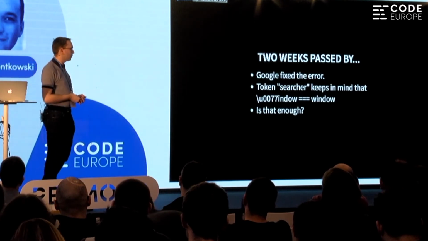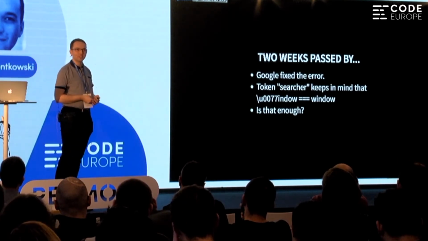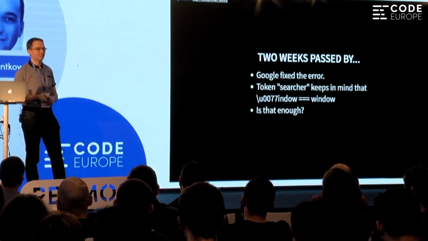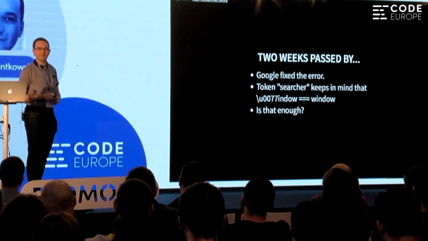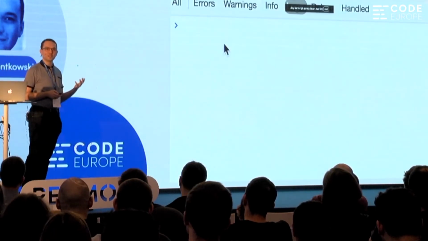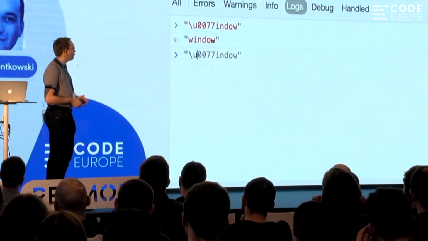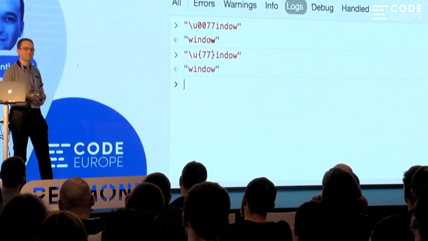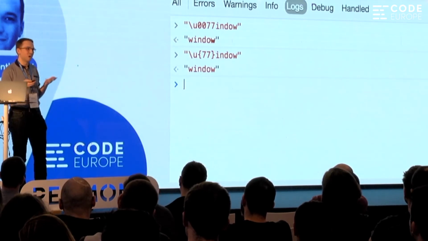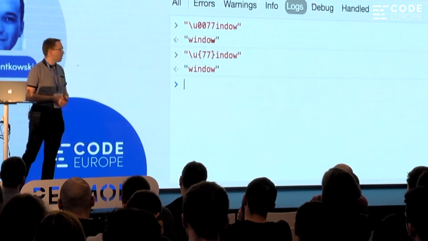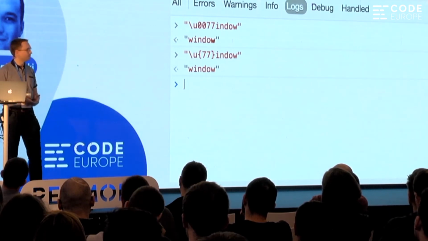Has any of you worked with the ECMAScript 6 or ECMAScript 2015 standard? Not many people. Well, ECMAScript 6 added a new Unicode escape. So instead of \u0077indow, we can say \u{77}indow. And you may ask why. What was wrong with the first option? Well, probably emoji was the cause.